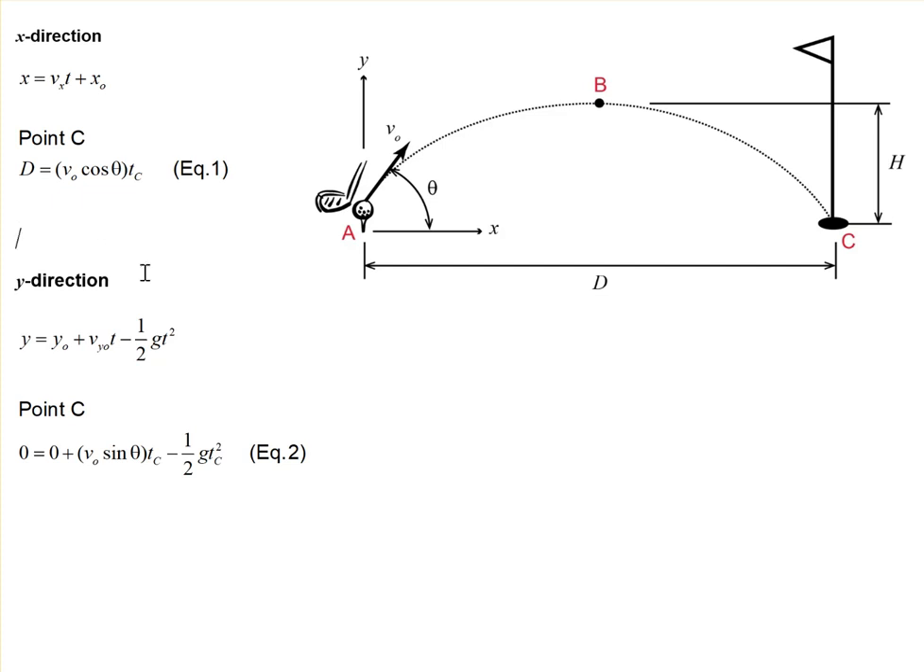All right, so for the y direction, we have a position equation that we can use. We're going to apply that at point C. So it starts and ends at a position of 0. This is the y direction velocity, v naught sine theta. It takes time t_c to get there. And so we label this equation 2, because again, we don't know enough to solve for v naught and theta in this equation.